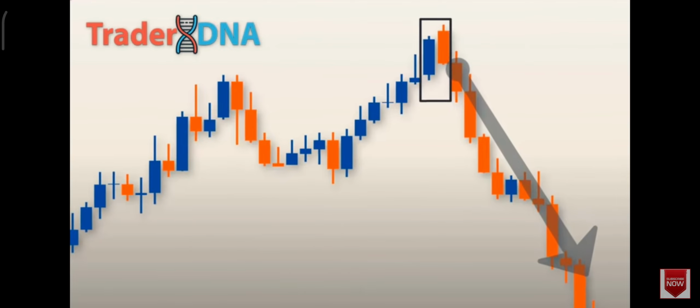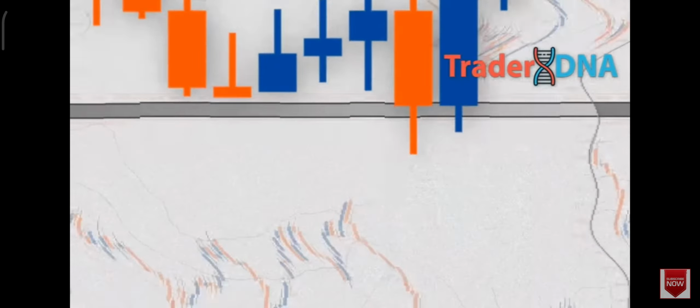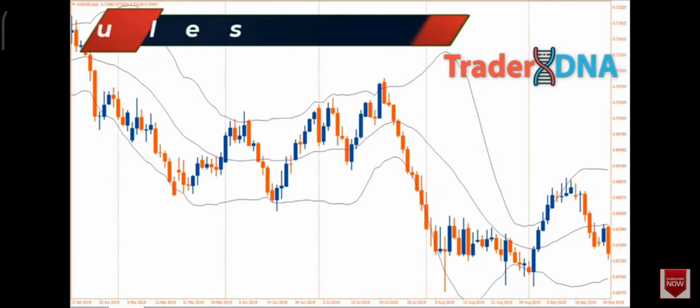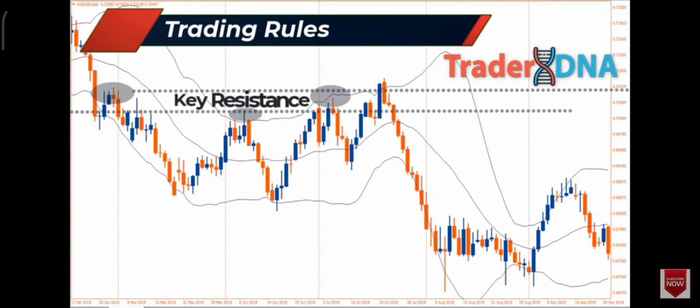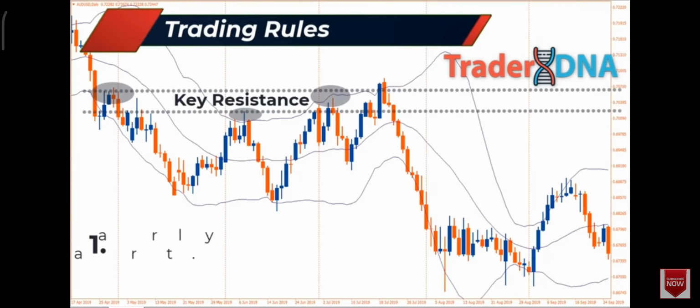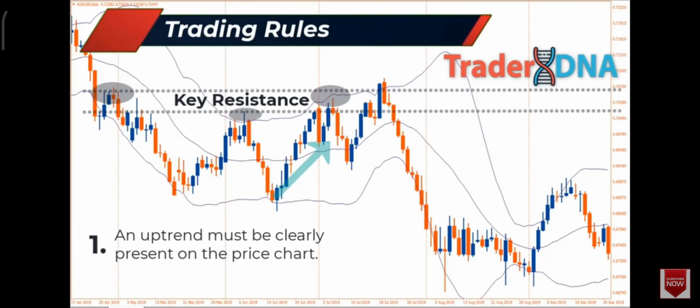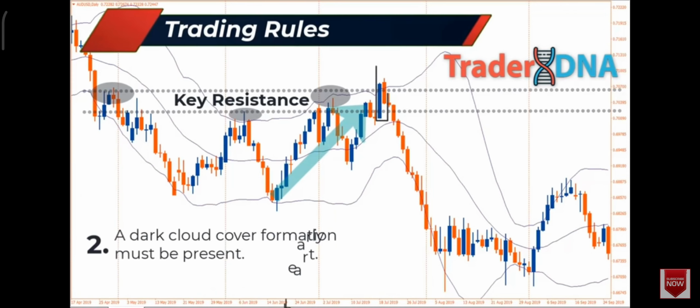So, here are the rules for entering a short position using the Bollinger Bands indicator. The recommended time frame for this strategy is the daily chart. First, an uptrend must be clearly present on the price chart. Second, a dark cloud cover formation must be present.